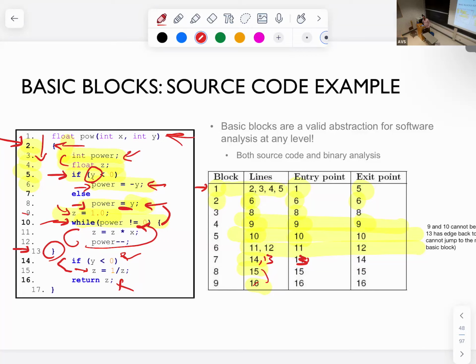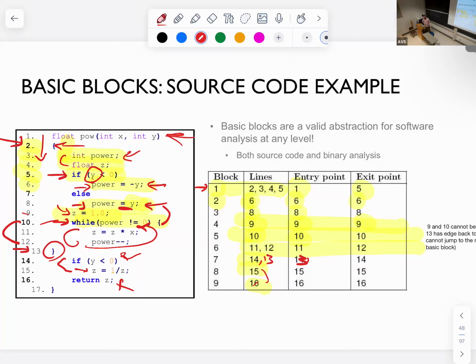But yeah, so things like syntaxes, it's really not important. Yeah. So can you make the whole while loop in its own block? For example, 10 to 12? You cannot, because your exit point in this block is 10, right? It's not 12.